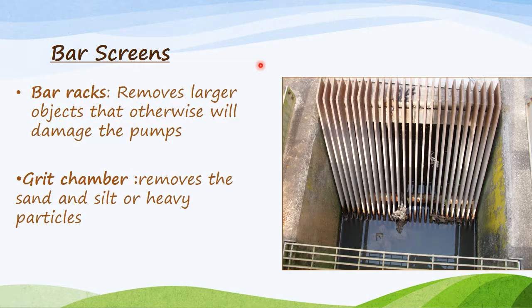The first part of wastewater treatment is preliminary treatment. The preliminary treatment contains a bar screen and a grit chamber. So this is called the bar screen. In this bar screen, large particles are removed because these large particles stop the operation of the equipment.